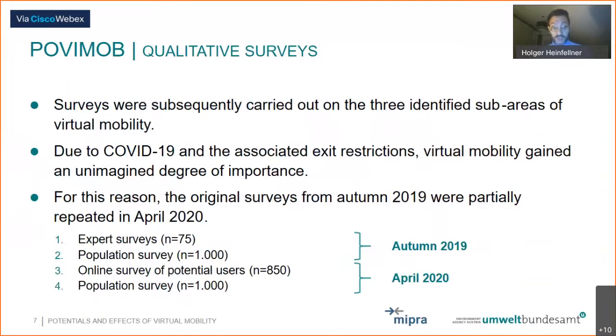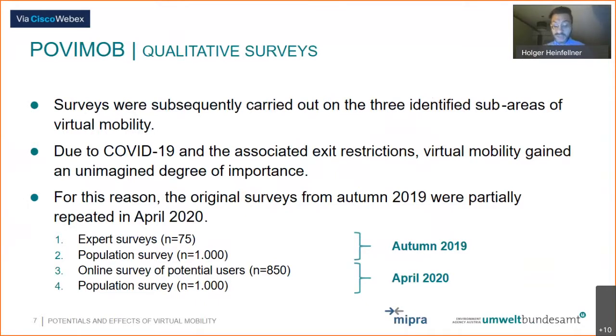email. In the next step, after the stakeholder workshops, we carried out a couple of qualitative surveys on different levels, expert interviews on expert level and population surveys as well. And the aim was to derive figures on the current and the future acceptance on the one hand and feasibility of these forms of virtual mobility on the other hand.